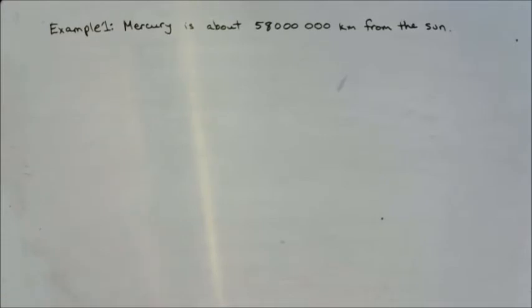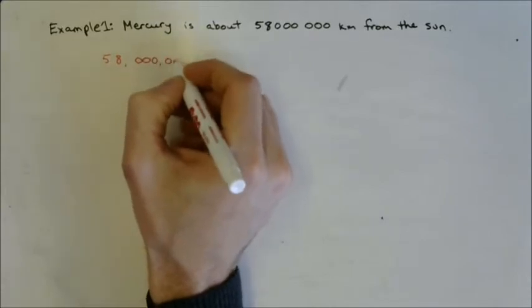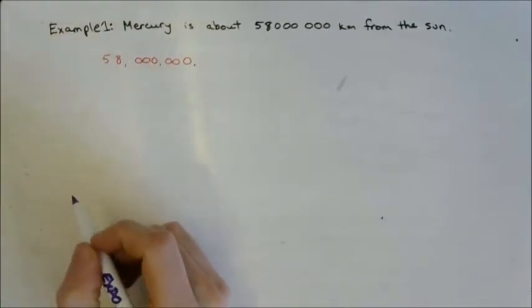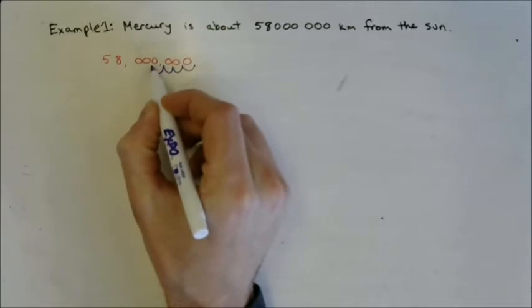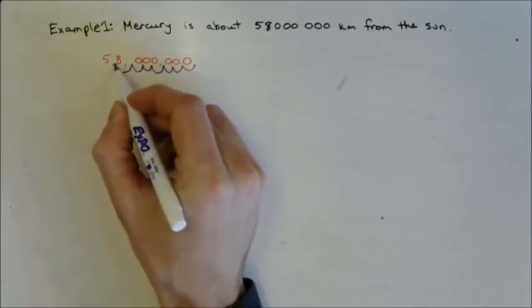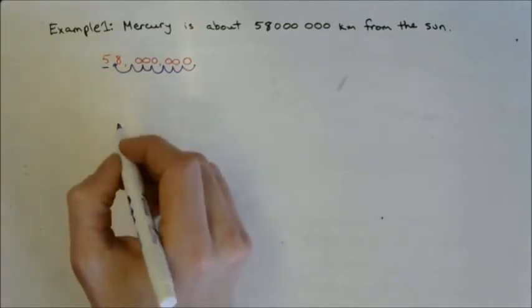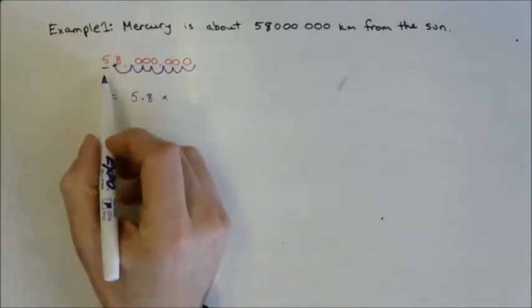In example 1, we have a scenario talking about the planet Mercury. It's about 58 million kilometers from the Sun, and we need to express that in scientific notation. So here we go. We write our number first. We've got 58, 1, 2, 3, 1, 2, 3. That's 58 million. And since we know that typically the decimal place would go here, because 58 million is a whole number, all we need to do is count how many times we move the decimal place. 1, 2, 3, 4, 5, 6, 7 times in order to have a one-digit number as the only whole number involved. So if we want to break this down, we've got 5.8 times 10 million.